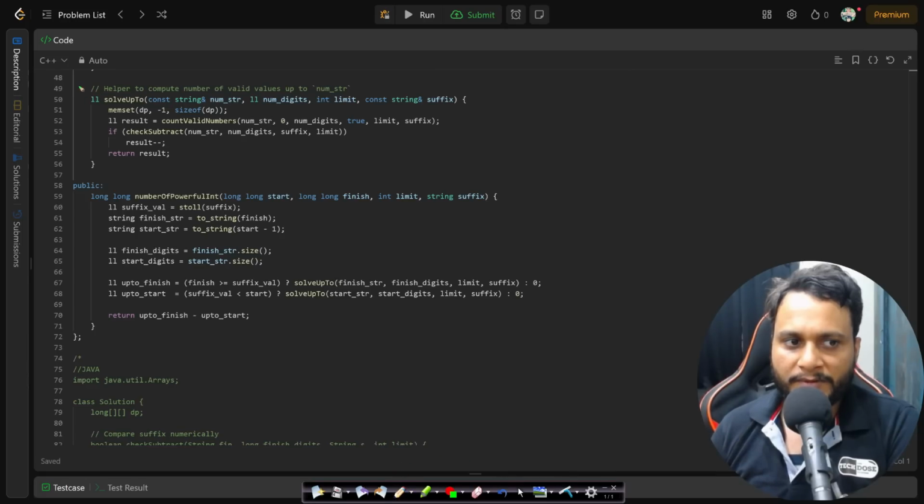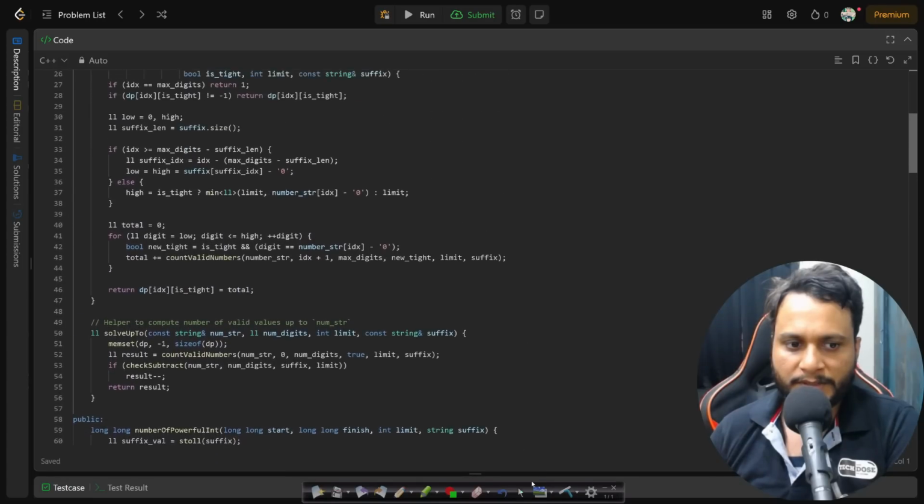So I have written a utility function here, solve up to, so that I don't have to write it 2 times. Otherwise we would have to write this piece of code 2 times. So in this particular case, I'll be calling solve up to with finish string, finish digits, limit, suffix. Similarly, start string, start digits, limit, suffix, right? So let me show you these 2 pieces of code.